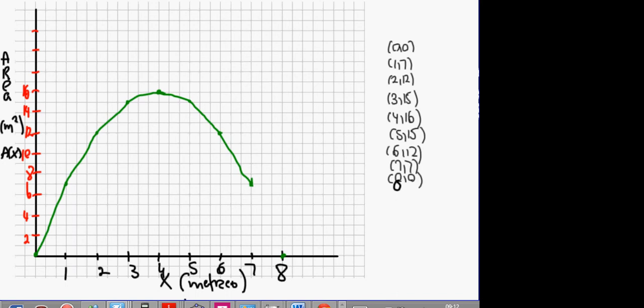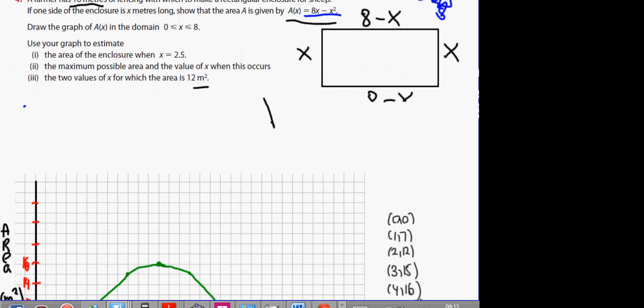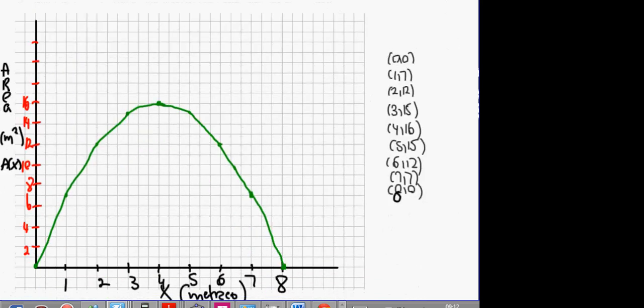Okay, so once again, we're going to be doing this in pencil, of course. There we go. Okay guys, what's the first question? Write down the area of the enclosure when x equals 2.5. So when x equals 2.5, what do we do? Go where x equals 2.5, go up, and go across. And what answer am I going to get?